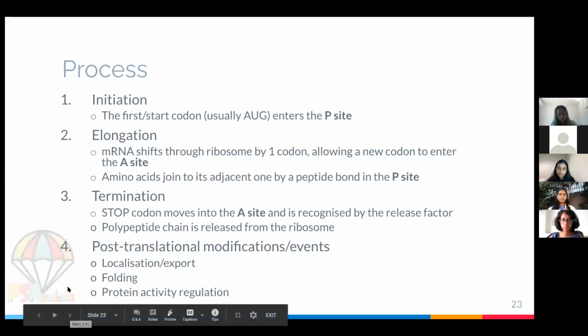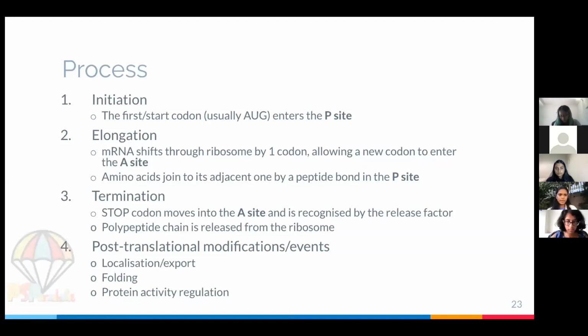If we move on to the actual process of translation, there's 4 basic steps. There's the initiation, which is essentially when the first codon, which is the start codon, enters the P site. Elongation is when the mRNA slides into the A site, and then charged tRNAs bring the necessary amino acids with the matching anticodon to the ribosome, and the bond between those 2 is what's formed in the P site.